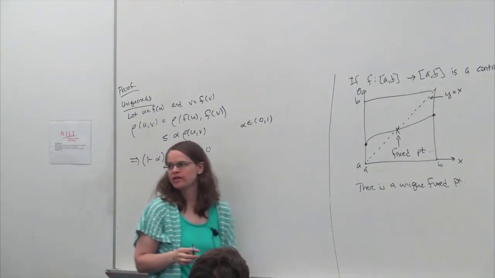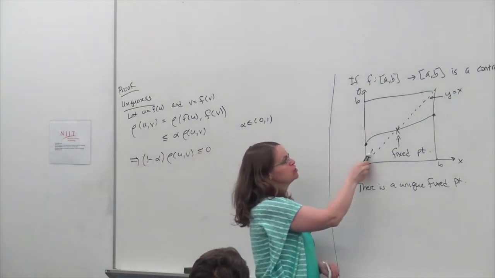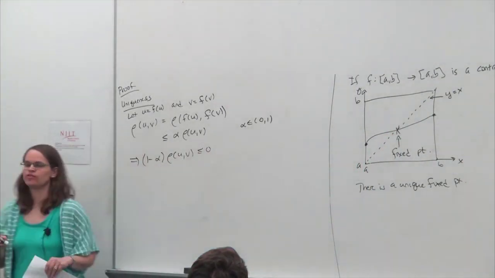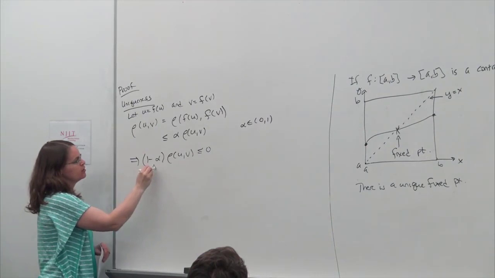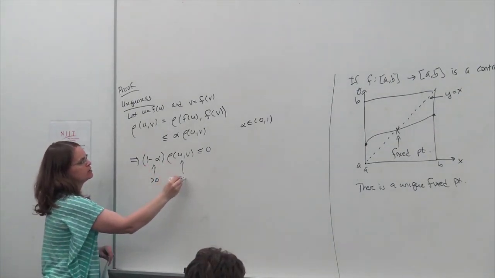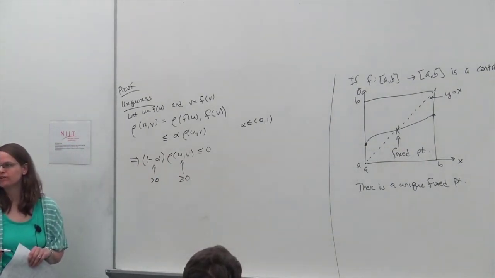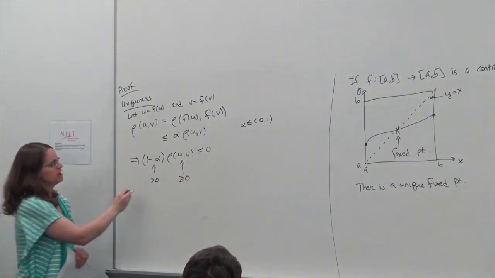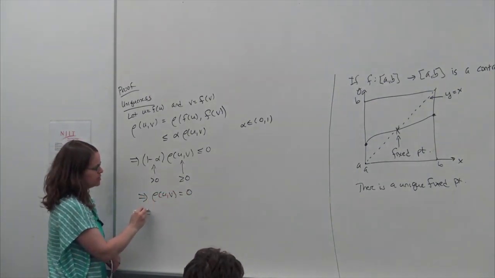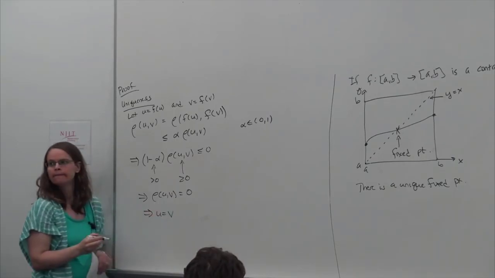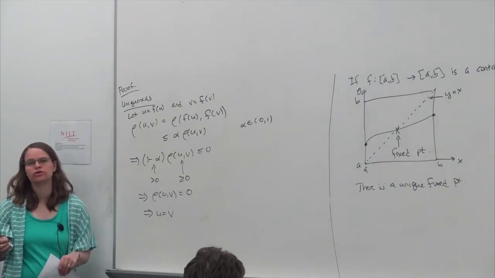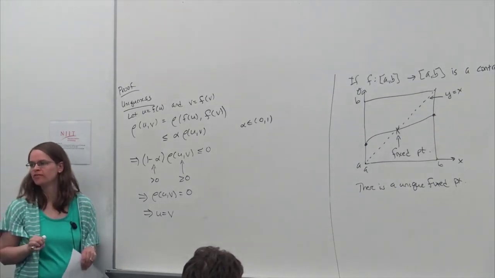And you can see from the picture that's important for uniqueness because my function could just be this line and everything be a fixed point. So it's certainly necessary for uniqueness. This guy we know to be positive. This guy we know to be bigger than or equal to 0 because it's a metric. So the only possibility here is that the metric is 0, which means u equals v. So fixed points are unique. And that's a typical uniqueness argument. Uniqueness arguments often don't have to be complicated.